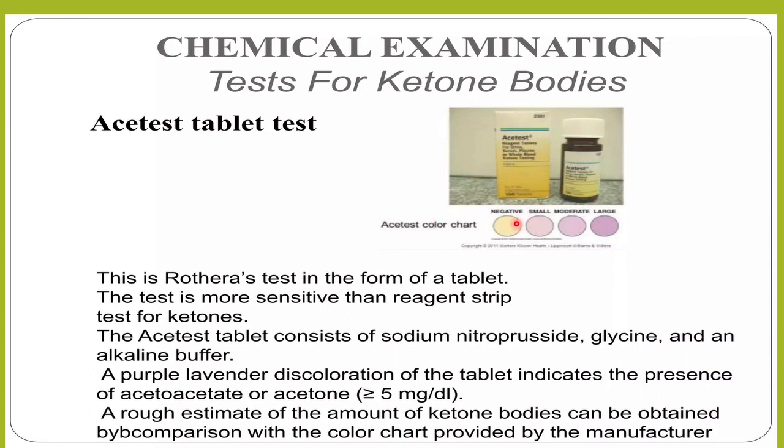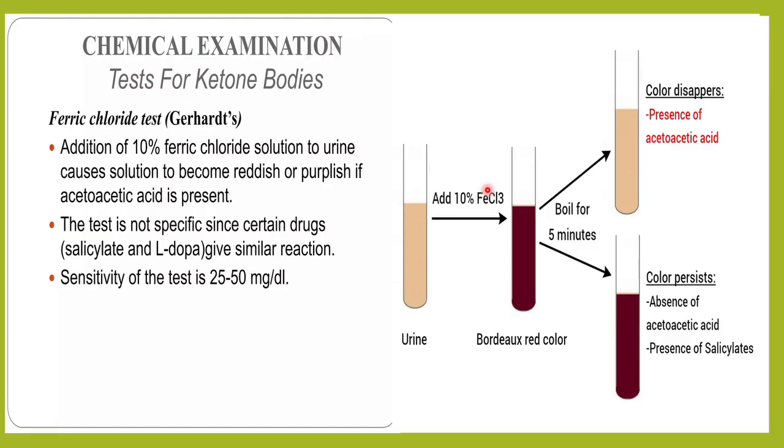So this is a Rotheras test only, which is an alternative form in the form of a tablet. So this is called ACETEST tablet test. This also works on the principle of Rotheras test. There is something else called as ferric chloride test for ketone bodies. This we usually don't do because some of the drugs can give a similar reaction, so there can be a false positive reaction. But this is also one of the tests for ketone bodies.